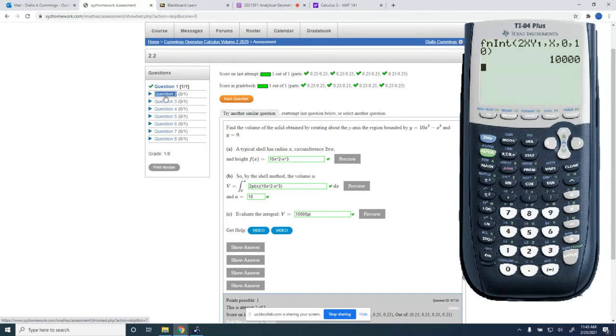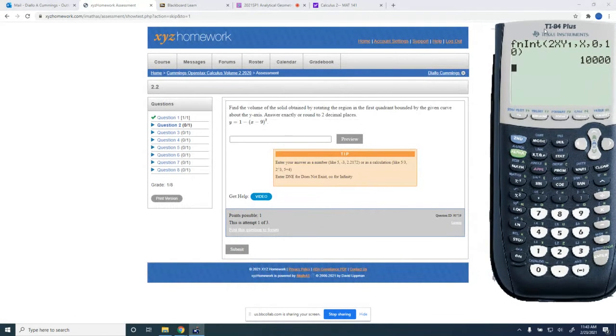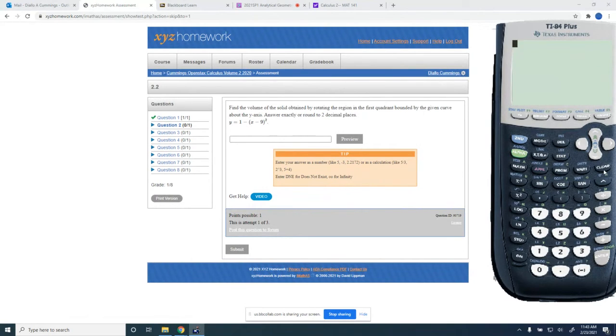Now for the second problem, notice that there is no method to use. We're simply asked to find the volume. So here it says find the volume of the solid obtained by rotating the region in the first quadrant by the given curve about the y-axis, and we're asked to round exactly to 2 decimal places. And we're given y is equal to 1 minus the quantity x minus 9 squared.